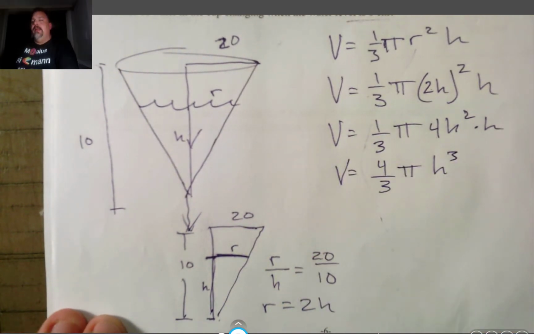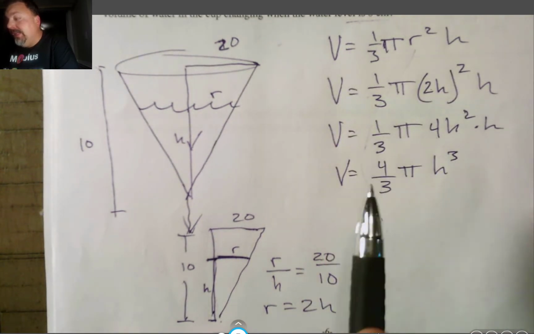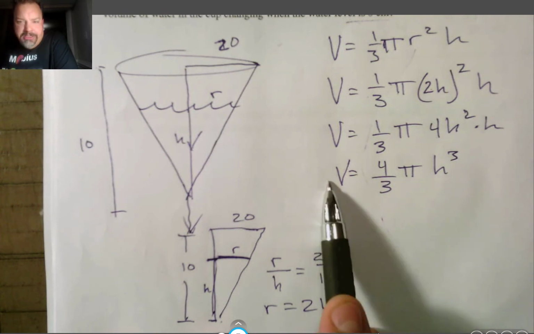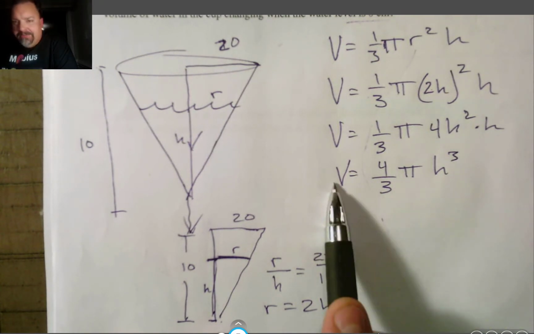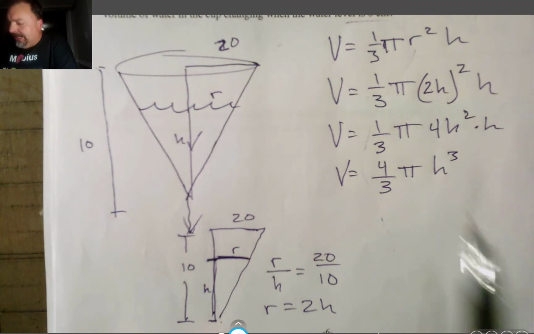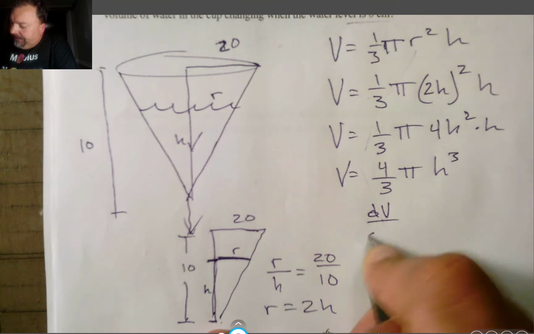Okay? And I still haven't taken the derivative yet. I'm just simplifying this formula down so that now I have it in two variables, V and h, because those are the only things I care about: the volume and the rate for the volume, and the height and the rate for the height. So now I'm going to do some calculus and take the derivative.